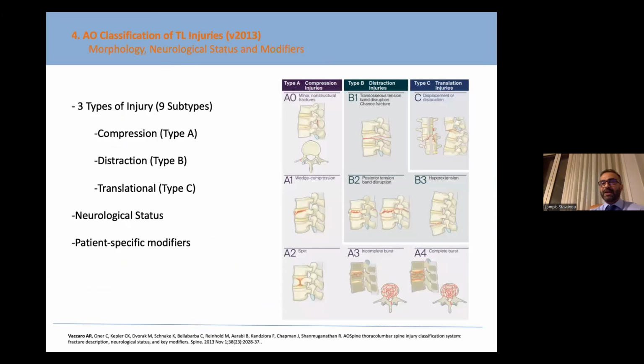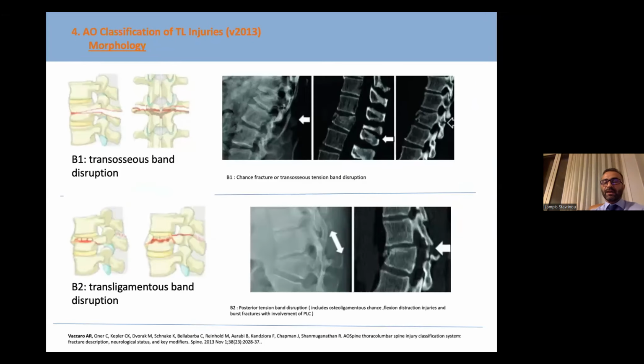Now, the B types, I'm going to go a little back and remind you here on this slide. The B types are basically distraction types. They include the seatbelt or the chance fractures. All right, and the B types are of two types. The transosseous band disruption, where the disruption basically rips and breaks the bone itself, and the transligamentous band disruption, where we have a rupture of the intraspinous ligament complex.